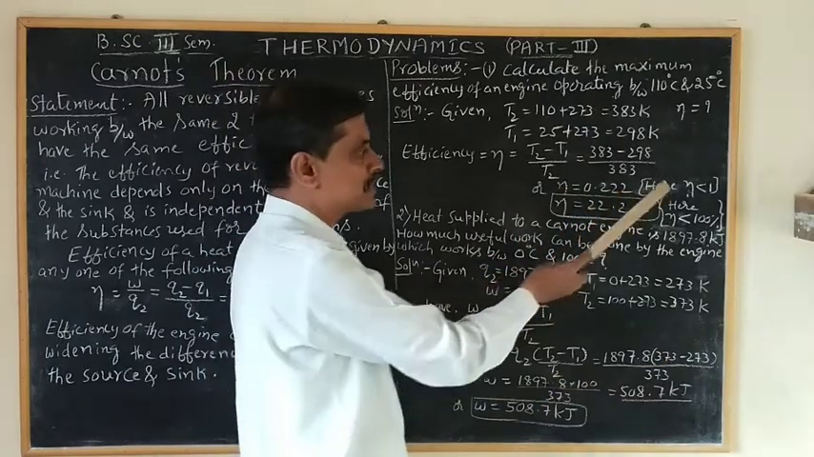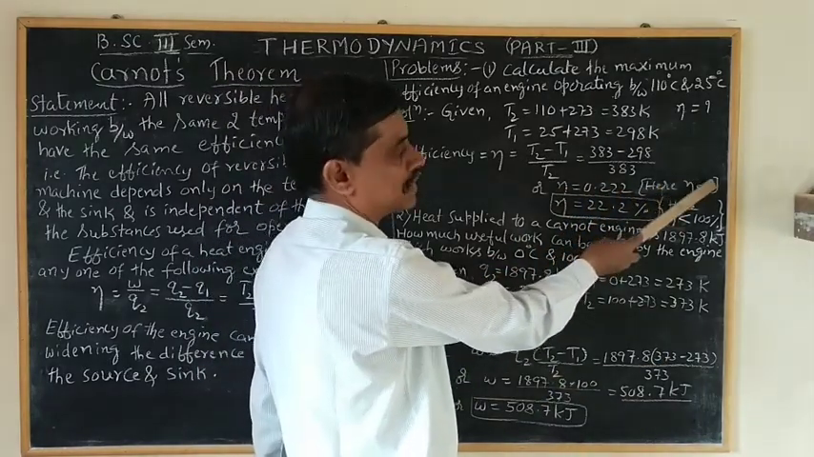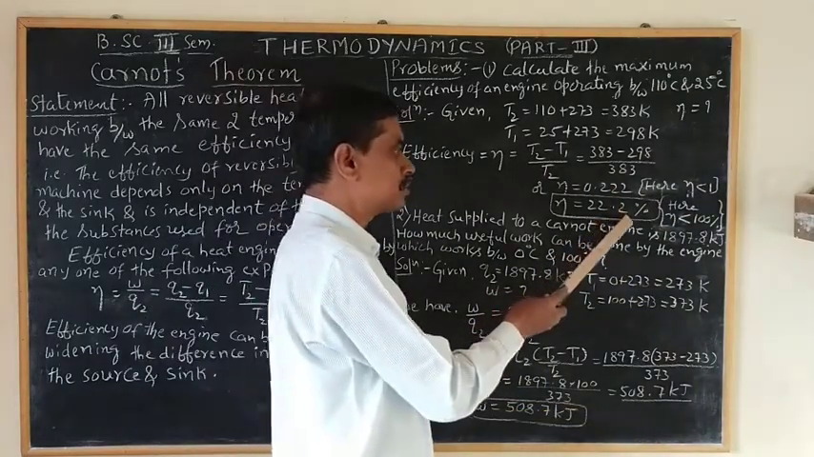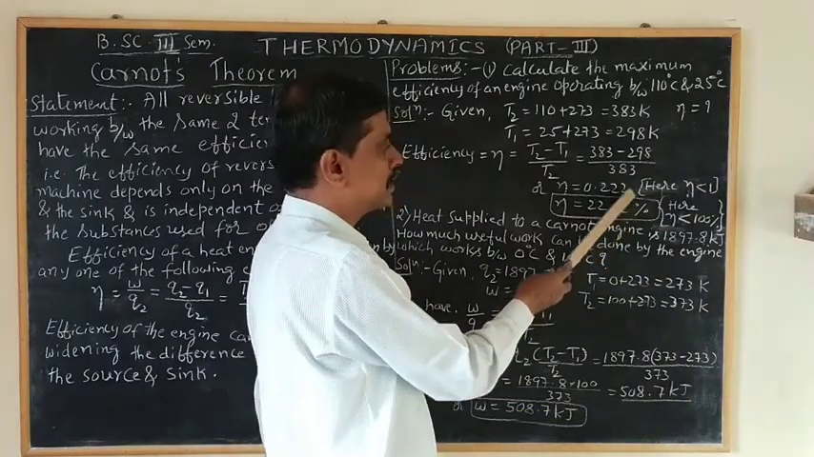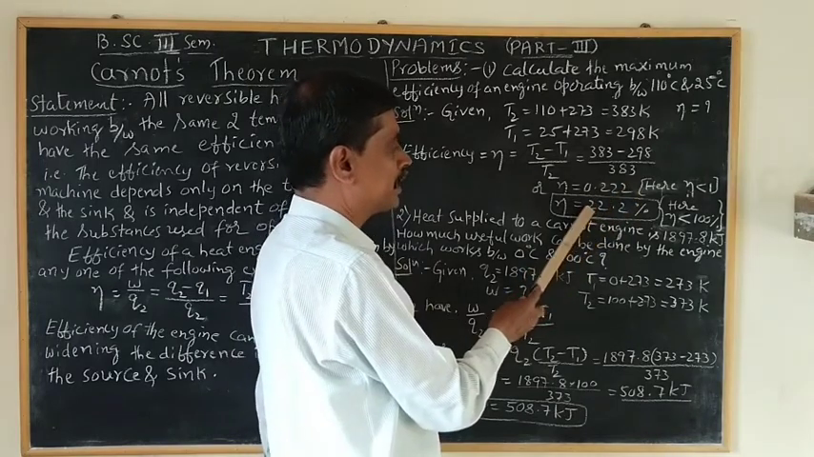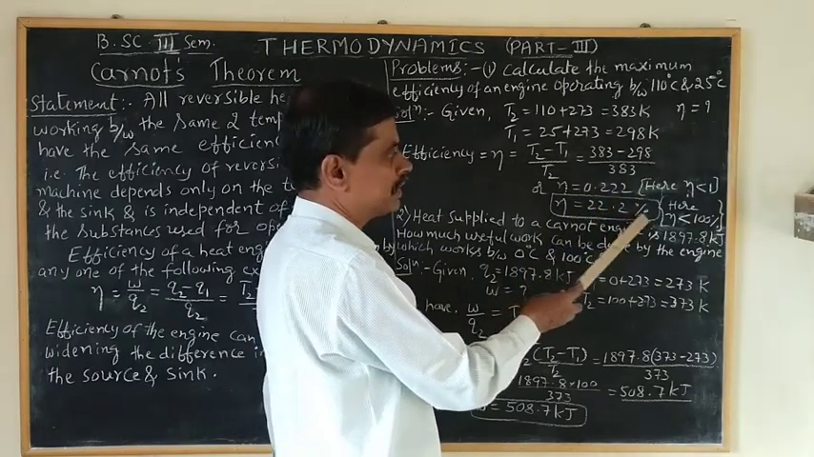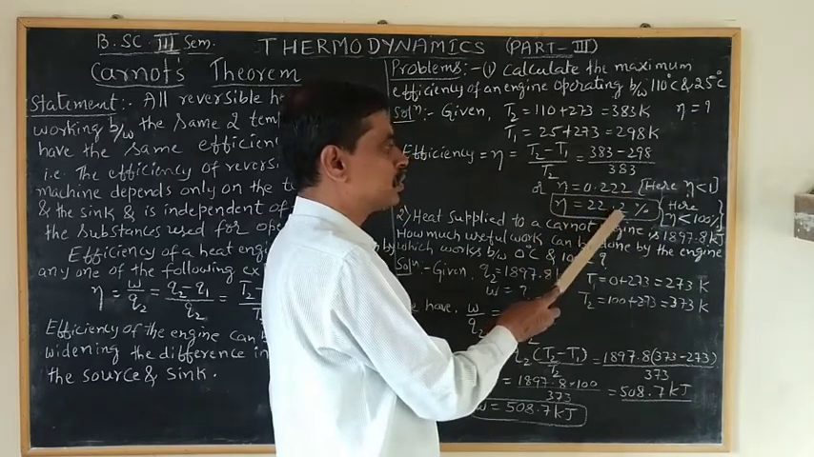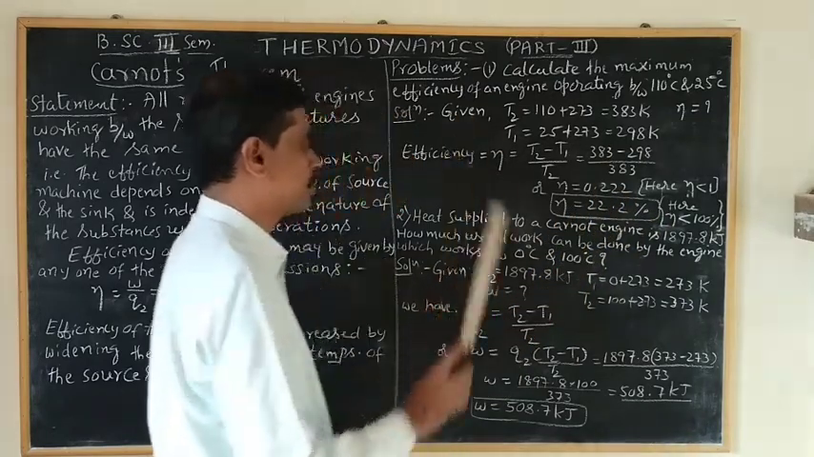I told you that this efficiency is always less than 1. In the previous class we discussed this. If we express this in terms of percentage, it is multiplied by 100, then we get eta is equal to 22.2%. That is, the efficiency of the heat engine is 22.2%. This is the first problem.